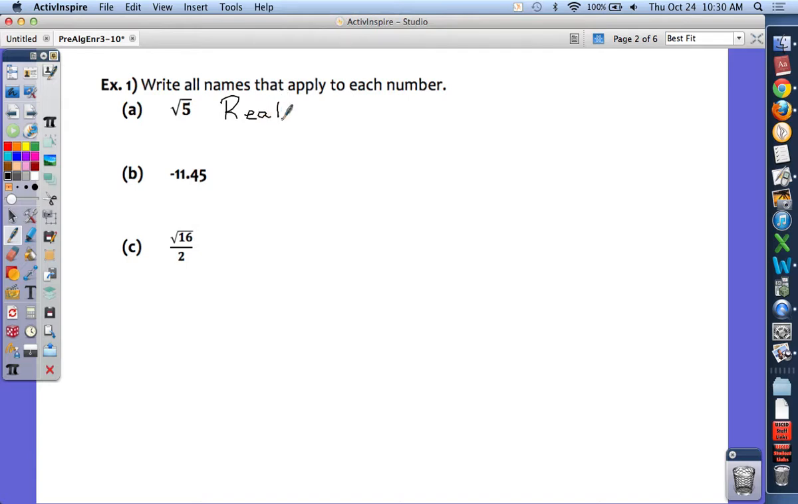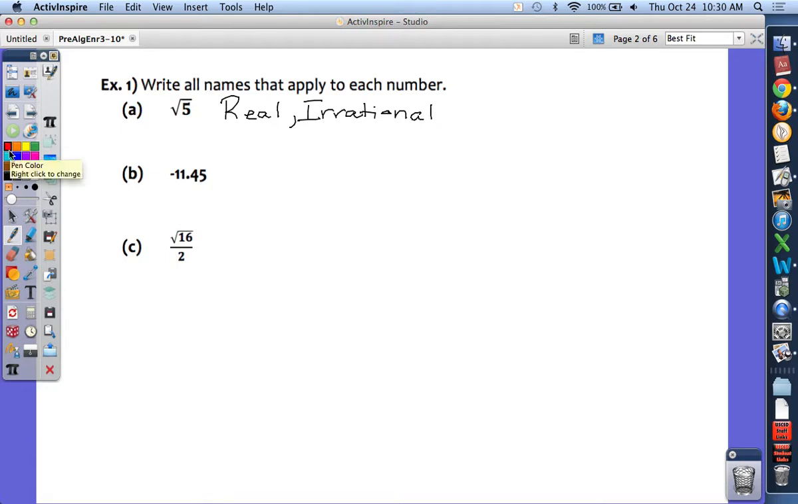Your question then is, is it irrational or rational? Does it terminate or does it go on forever? Well, the square root of a number that's not a perfect square goes on forever. So it would be irrational. Is it an integer? Not if it's a decimal, not if it has something after the decimal point besides zeros. Is it a whole number? No. And is it a natural number? No. So that one we can only classify as real or irrational.